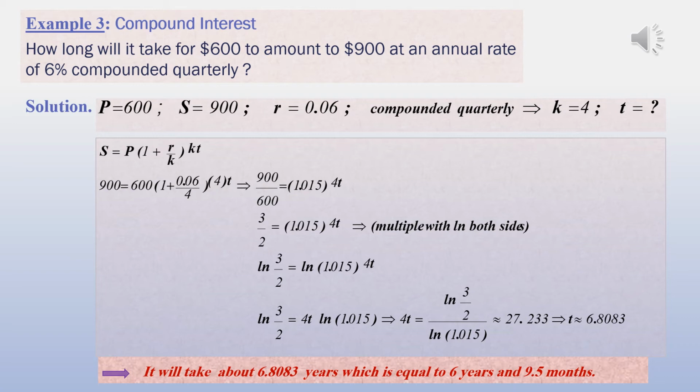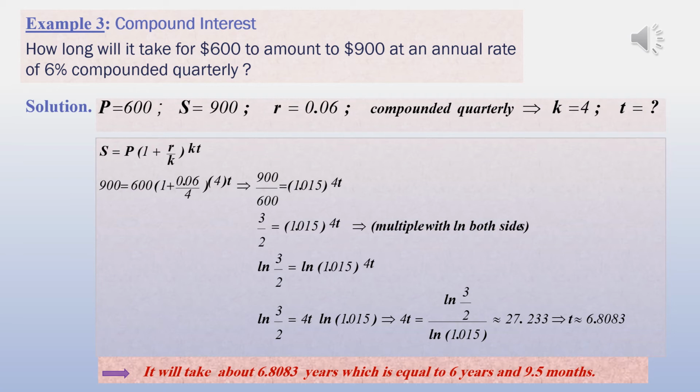The only variable that's missing here is T, and the question is how long will it take? It means what is T? Since we have 4 of the 5 variables, we substitute them into the formula. The formula we are going to use is the same as before: S equal to P multiplied by 1 plus R over K to the degree of KT. So we substitute the values of S, P, R, and K, and the remaining unknown is T.